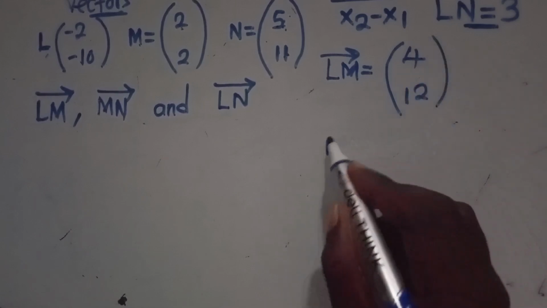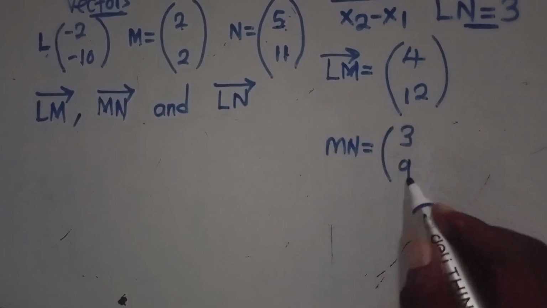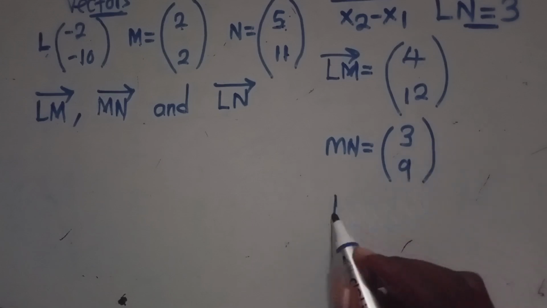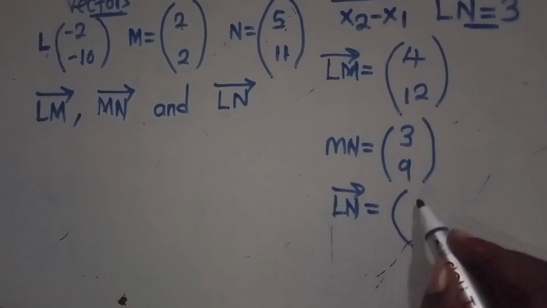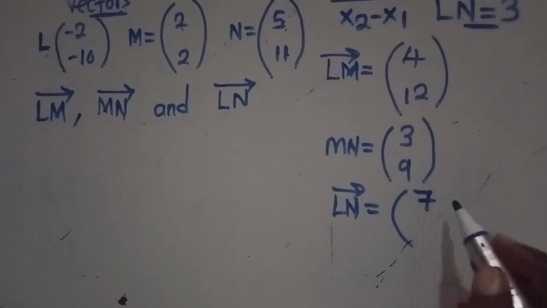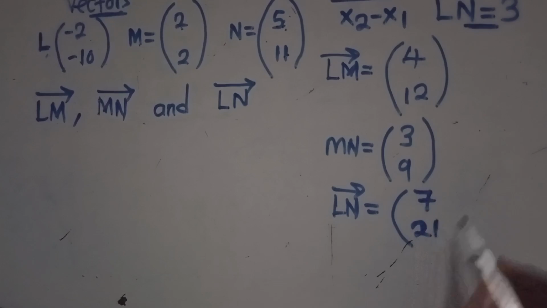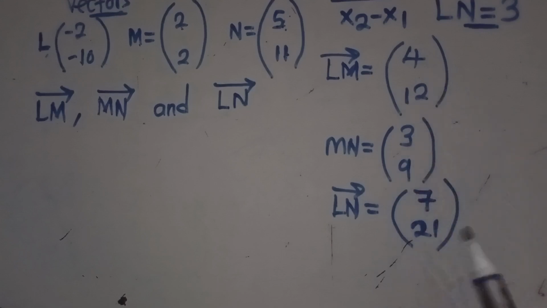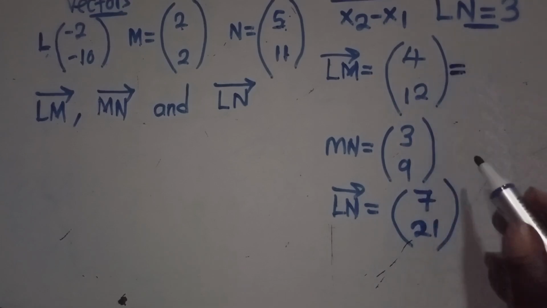And we moved to MN. What was the answer? 3, 11. These are the, 3, 9. Then we go to LN. What was the answer? The answer was what? 7, isn't it? You had a 7 there and 21, like this. These are the answers. So you try to factorize these. You express them in their lowest terms. Have you seen? This one can also be written as what?